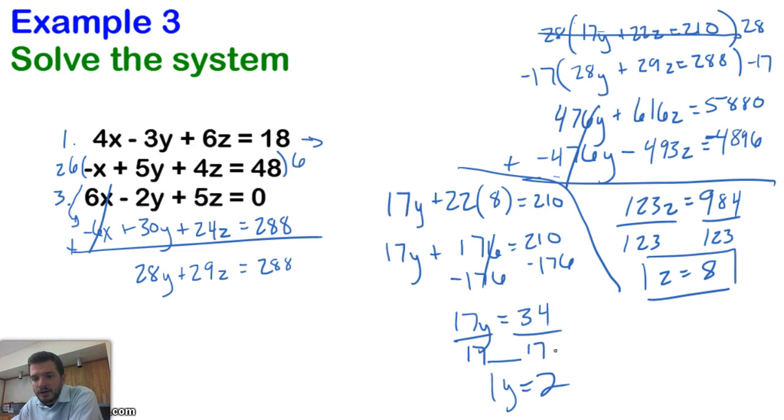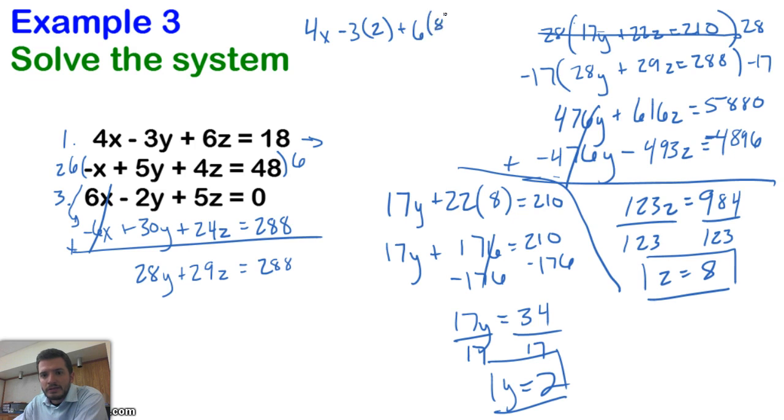Okay, so now I'm going to take my y and my z and plug them back in right here to get this final one. So I'm going to use the top one. So it's going to be 4x minus 3 times 2 plus 6 times 8 equals 18. So 4x minus 6 plus 48 equals 18. Combine your like terms, so 4x plus 42 equals 18.